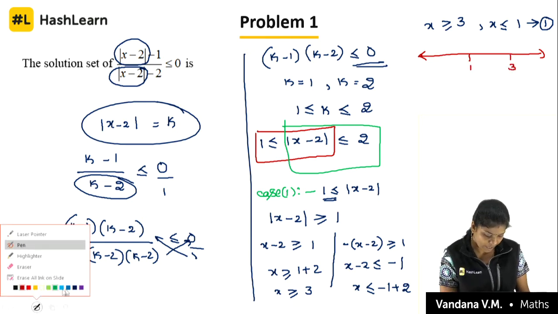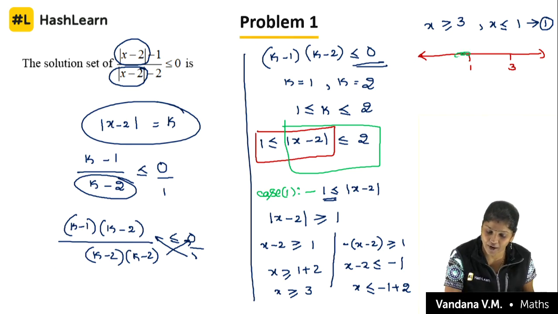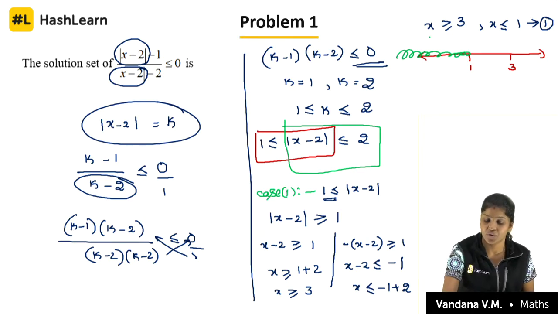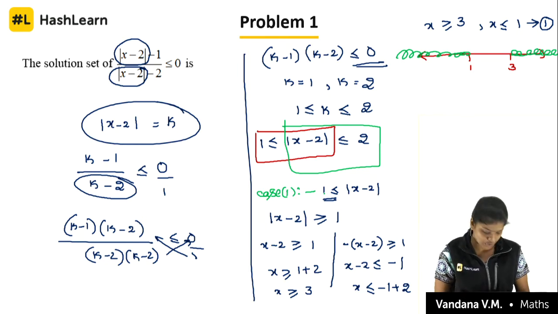So, draw the graph of it. Less than 1, from 1 it is going like this; greater than 3, from 3 it is going like this. Between 1 and 3 we do not have the value. So, this is case 1. Now, you go for case 2.